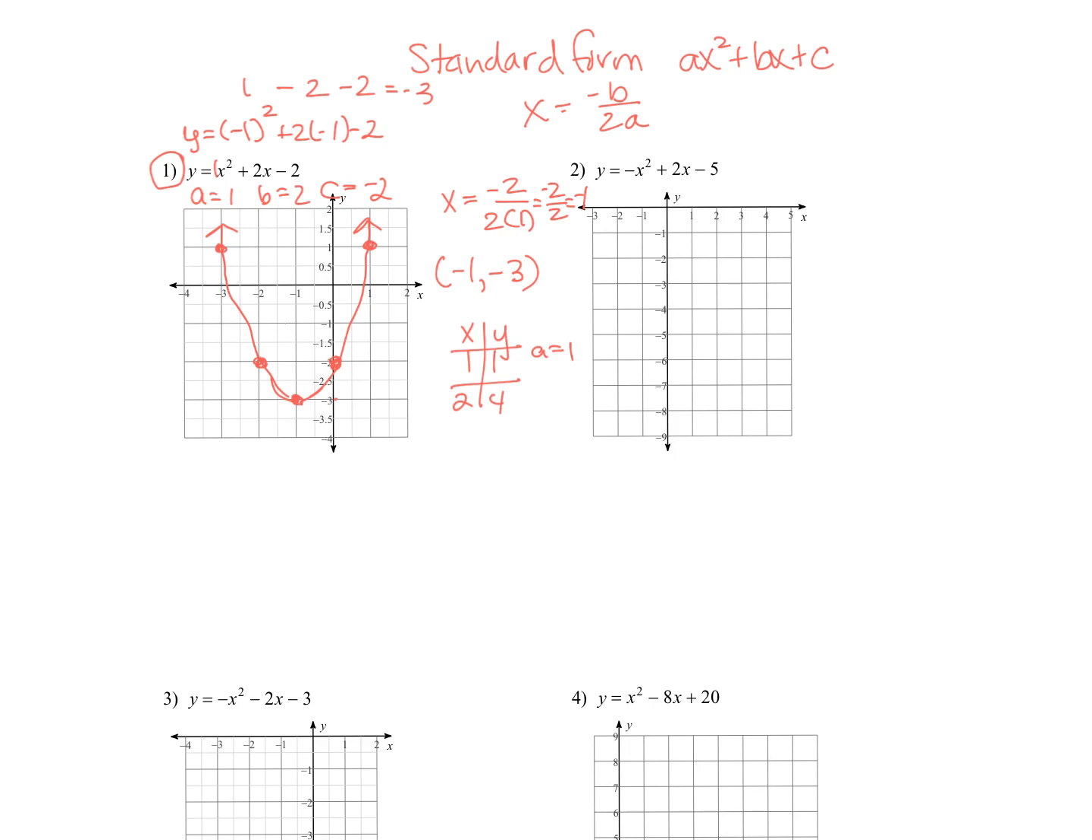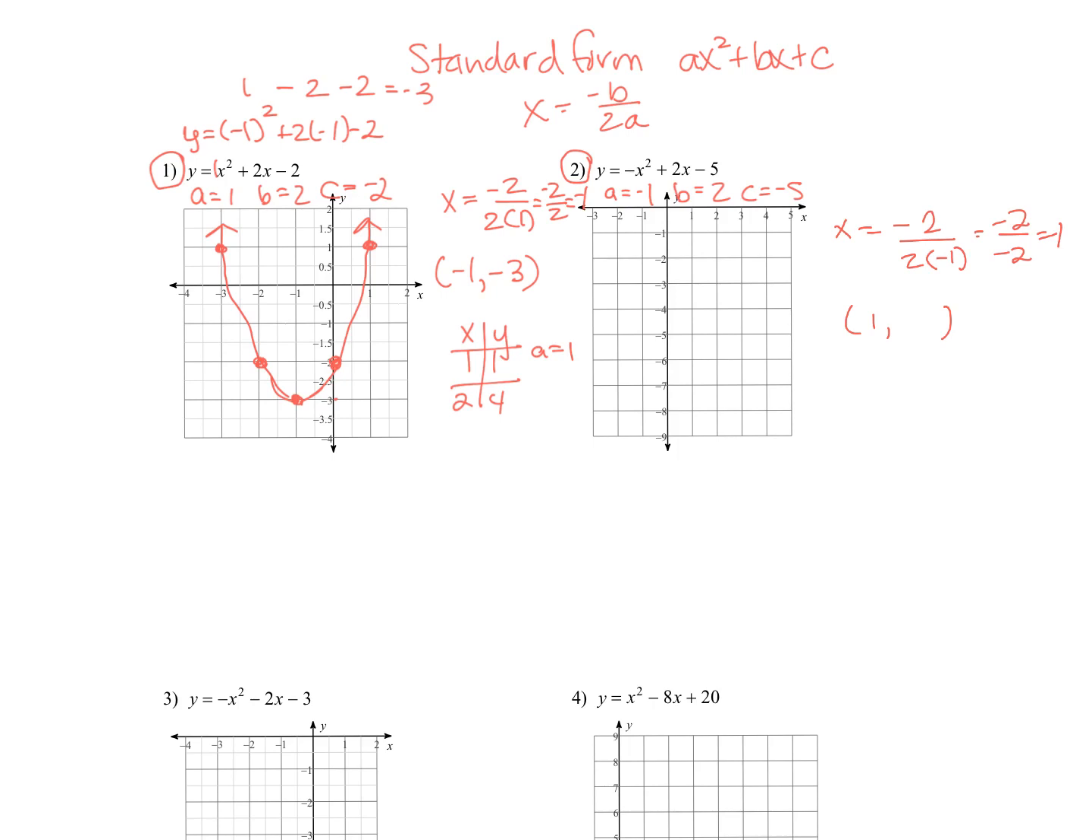So let's go do the same thing for number 2. Again, I just look at my equation and I can see that my a value is negative 1, my b value is 2, and my c value is negative 5. So first up, I need to find my vertex, and to do that, I need to find the x coordinate. So x equals negative b, so b is 2, so it'll be negative 2 over 2 times a, which is negative 1. So I'm getting negative 2 over negative 2, or a positive 1 for my x coordinate.